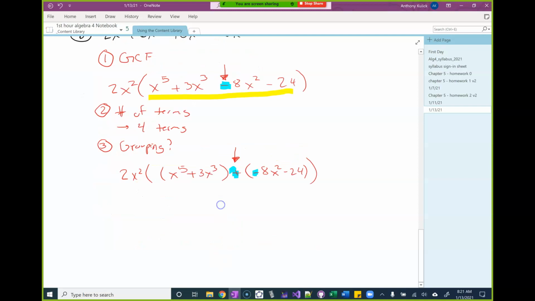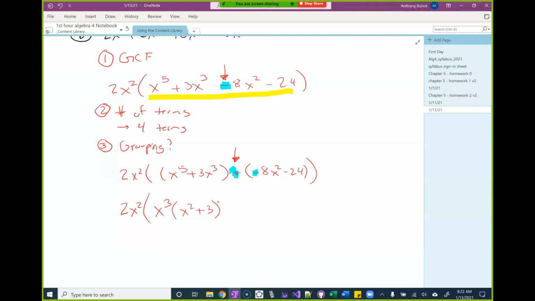And when I try to do this factor by grouping, now that I've made my 2 groups, I take a greatest common factor from the first group, and stay out front. If I look at x to the 5th plus 3x cubed, what's the greatest common factor? X to the 3rd. And when I take that out, what I'm left with is x squared plus 3. And then we'll look at the next group.